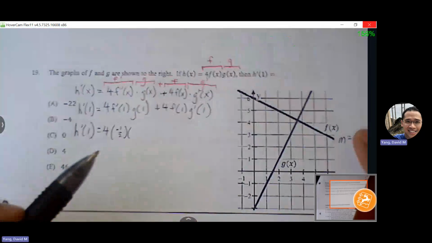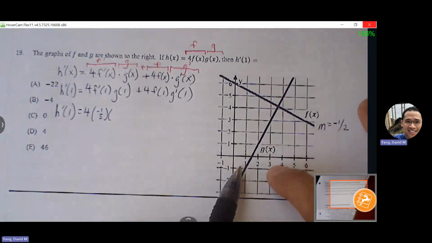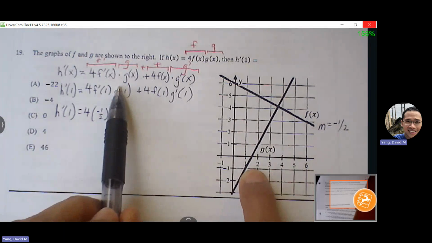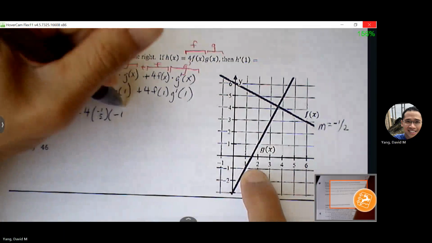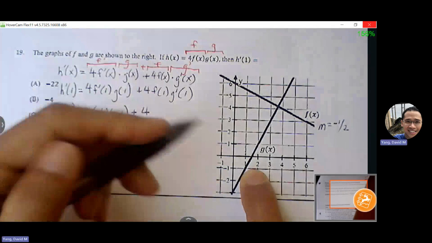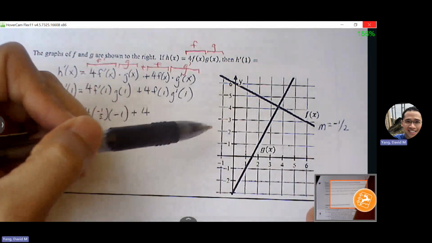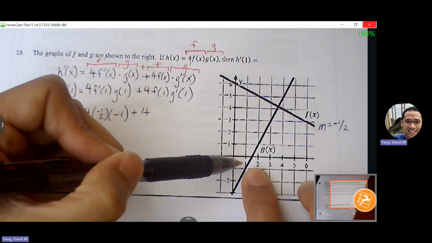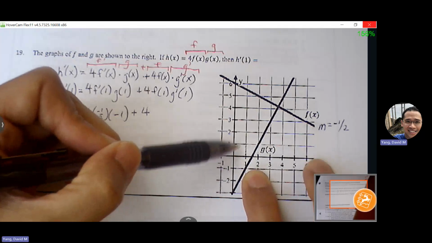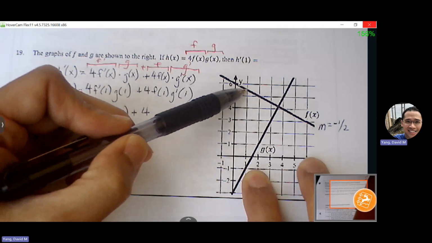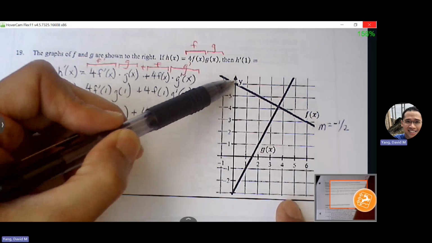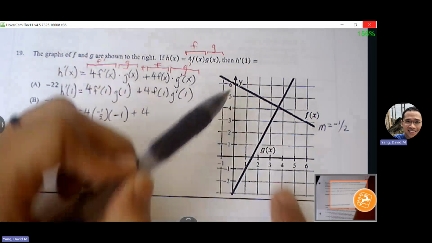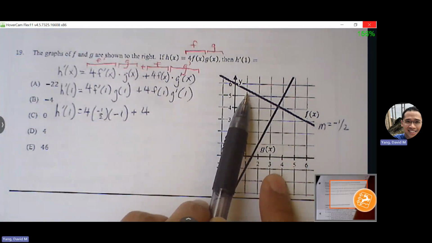G of 1 is asking me just for the y value of the g graph at 1. So g of 1 equals what? Negative. F of 1, we go to f of 1. We kind of make our best approximation here. Well, actually, we can figure it out, right? We know it's going to go down by, the slope is 1/2. So what's that ordered pair there? 5.